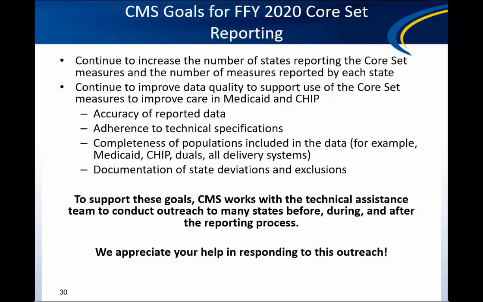The data quality includes the accuracy of the reported data, adherence to technical specifications, the completeness of populations that are included in the data. So for example, if your state has both managed care and fee-for-service populations, including both of those populations in your reporting. It also would include reporting on both Medicaid and CHIP and dual populations, and then documentation of states' deviations and exclusions in the notes in MACPro. So if you've got any questions about that or need any support in your reporting, we really would encourage you to reach out to the TA mailbox.